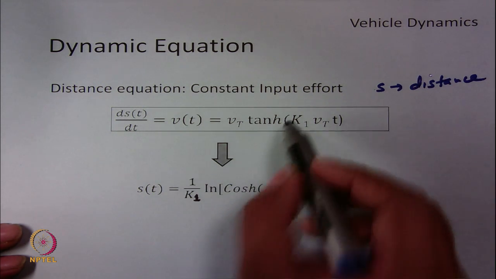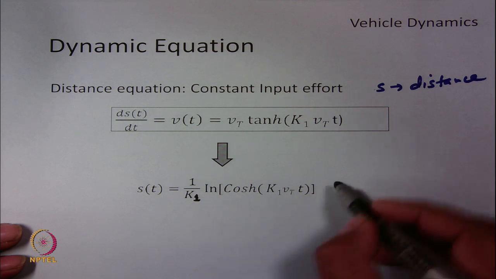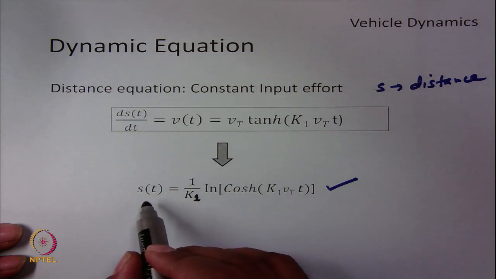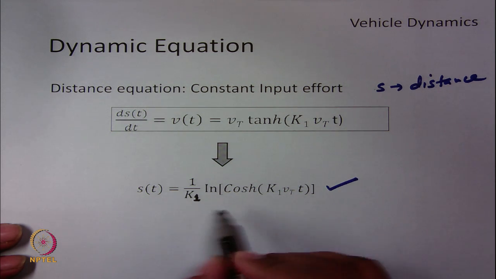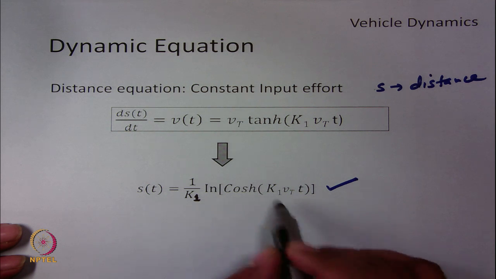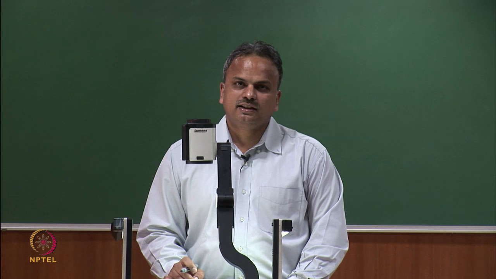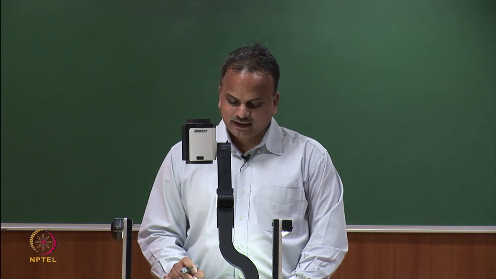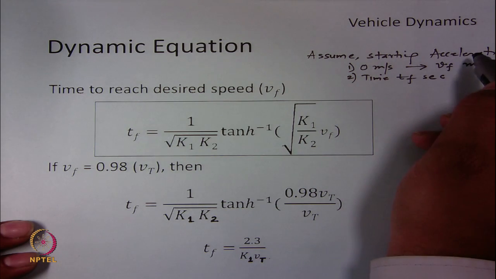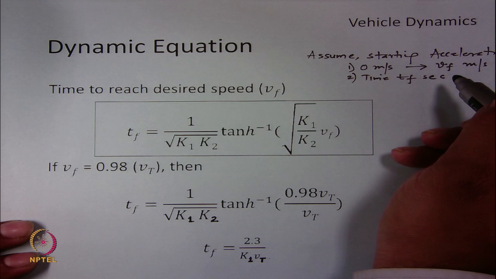So, if we integrate this, we can get the expression of s of t. So, s of t is 1 by k1 logarithm of cosh(k1 V t). So, this is an exponential graph, and let us say we want to understand the starting acceleration.